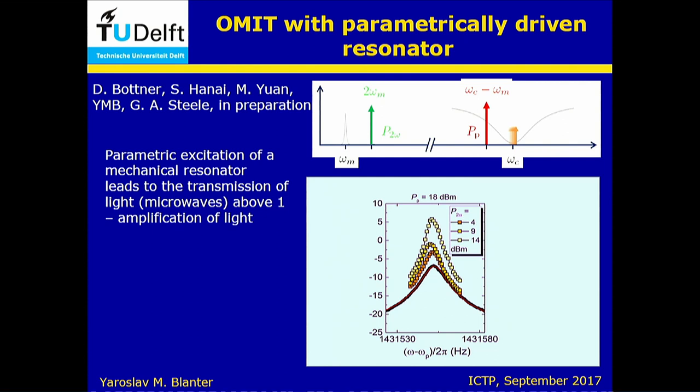Because it just means that we somewhere generate more photons in the system when the light transmits through the system. So it's unusual, but there are no physical laws which prohibit that. Transmission of light can be above 1. And the mechanism why we generate those photons is exactly because we have this oscillator which is swung to an amplitude which is very large.